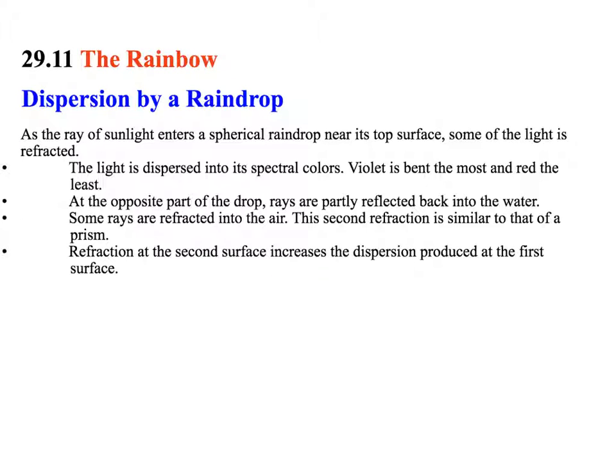As the ray of light enters a spherical raindrop near its top surface, some of the light is refracted. The light is dispersed into its spectral colors. Violet is bent the most and red the least. At the opposite part of the drop, rays are partly reflected back into the water. Some rays are refracted into the air. This second refraction is similar to that of a prism. The refraction at the second surface increases the dispersion produced at the first surface.